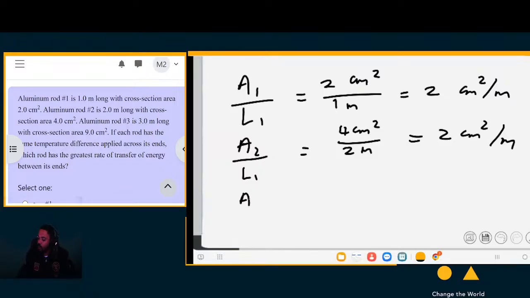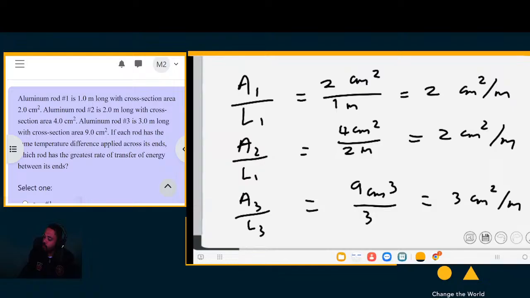Now let's look at rod number 3. A3 over L3, we have 9 square centimeters and a length of 3 meters. So 3 square centimeters per meter. So therefore this one will have the largest P value. The third one will have the largest power. These two will be exactly the same, while this one will be bigger than both of them.